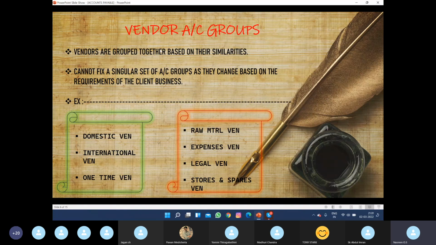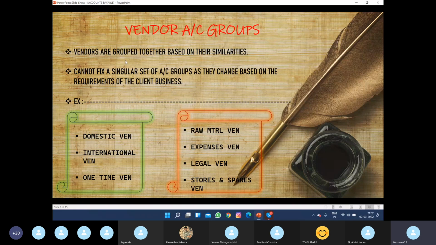So we are classifying those vendors to get information such as who the domestic vendors are and who the international vendors are. This can be for many reasons, such as following the rules and regulations of the particular countries, knowing their taxing procedures, or making payments, like what currency is involved. These are the various account groups.